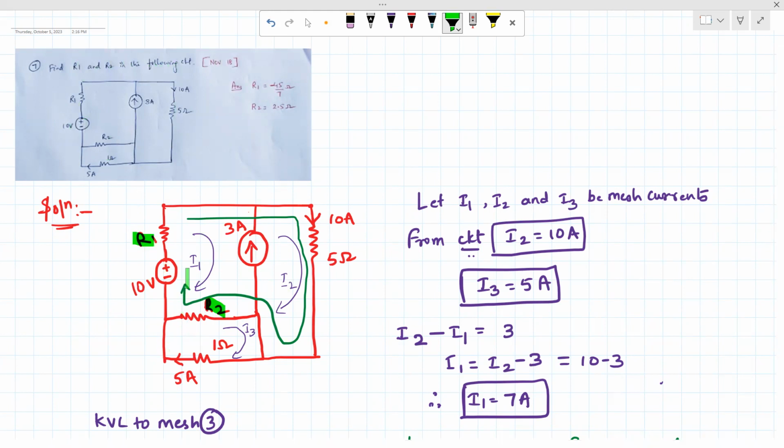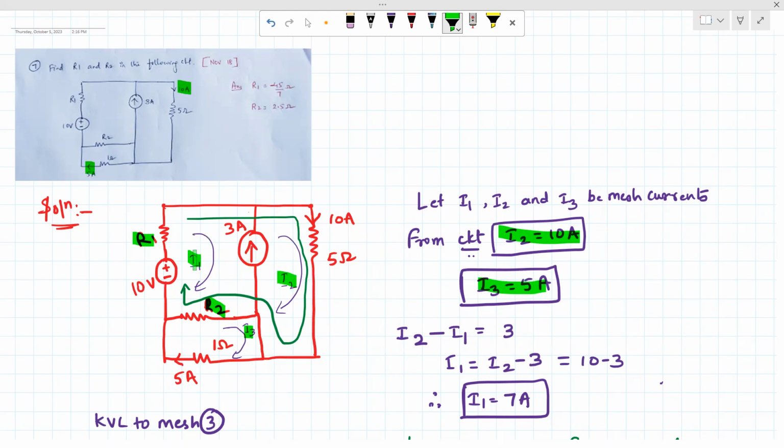Again, we will assume the direction of the current to be clockwise. I have assumed this to be I1 in the clockwise direction, the next I have assumed to be I2 and this to be I3. From the circuit, you can see I2 is already given, which is equal to 10 amps. So I have written I2 is equal to 10 amps. And from this circuit, again for I3, there is a 5 amps given, so I will directly write I3 as 5 amps.